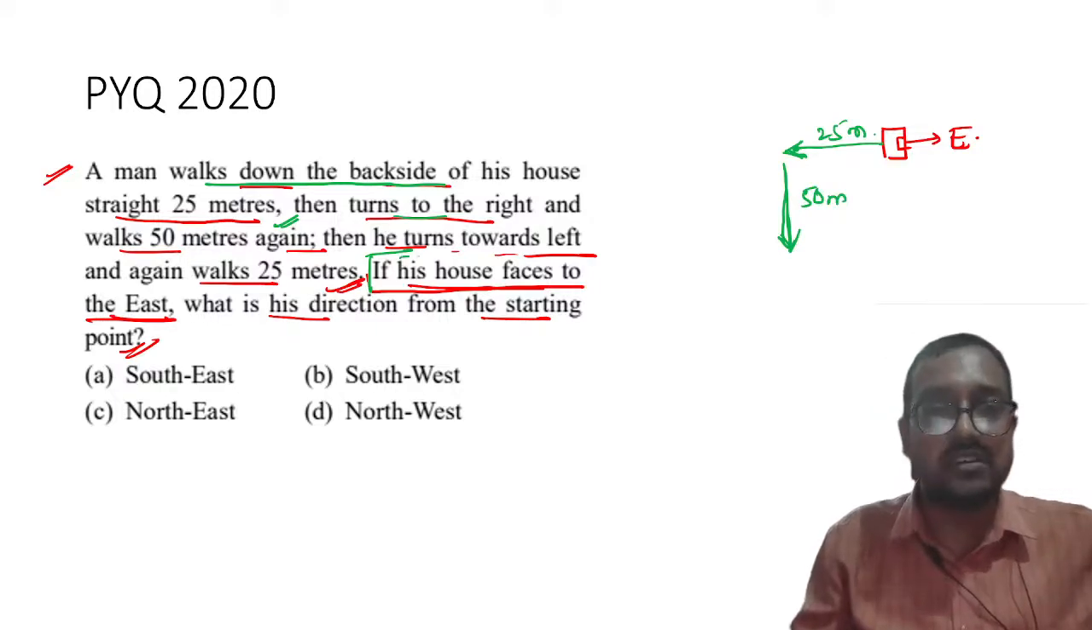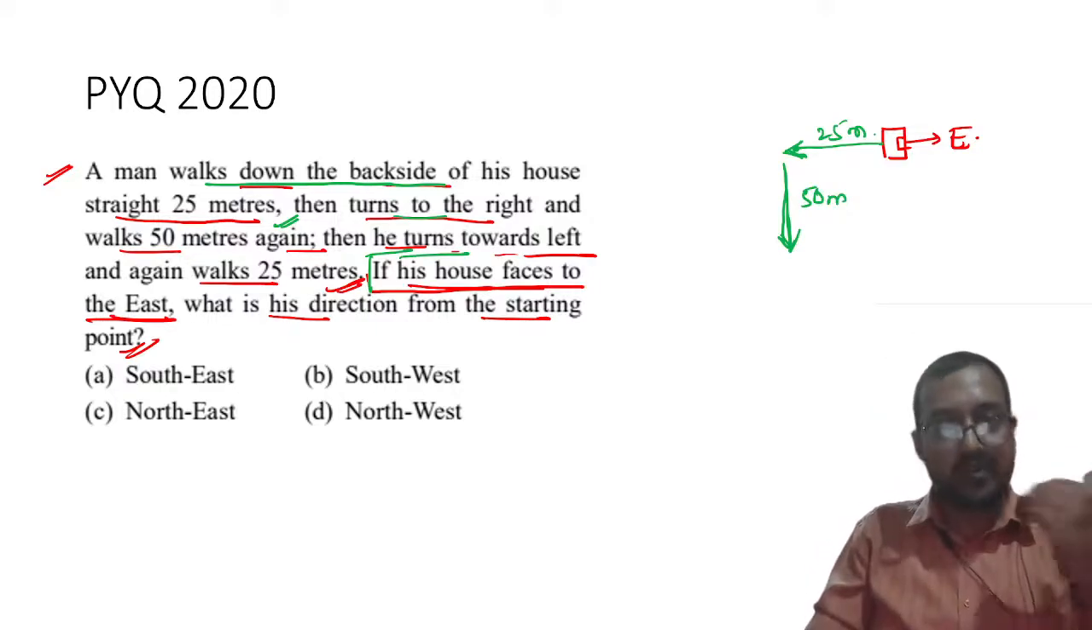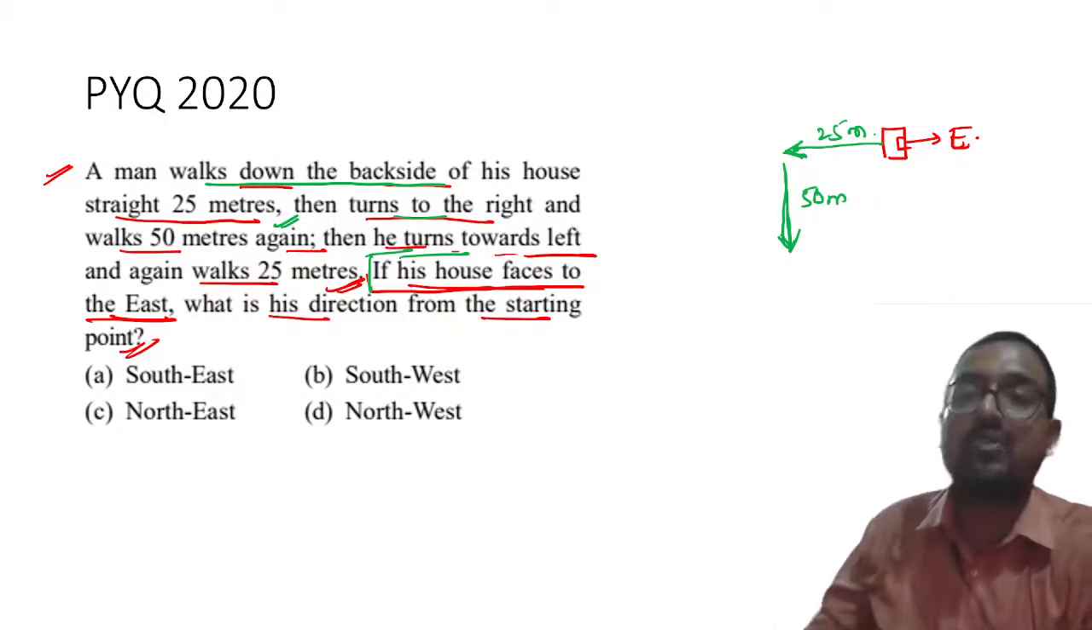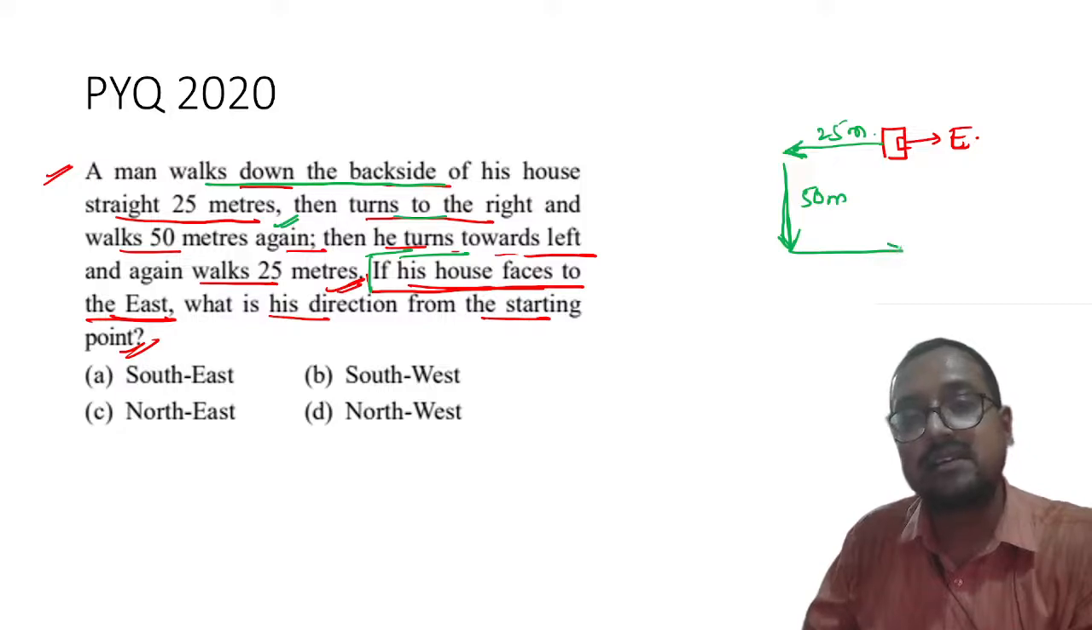Now my dear students, he turns towards left. So for top position, my left is this. If I turn backward, my left will be this. In that case, this is the left.